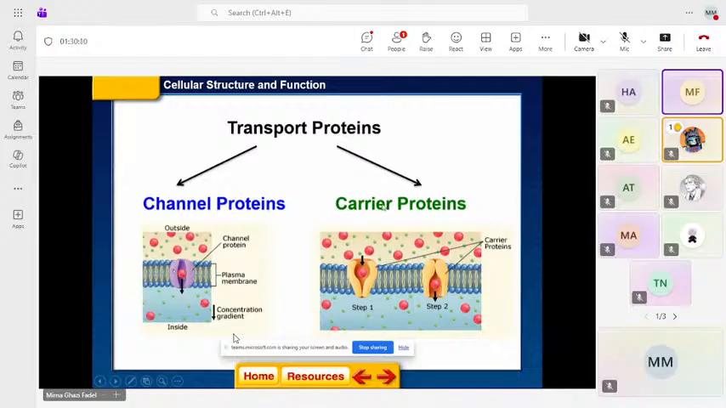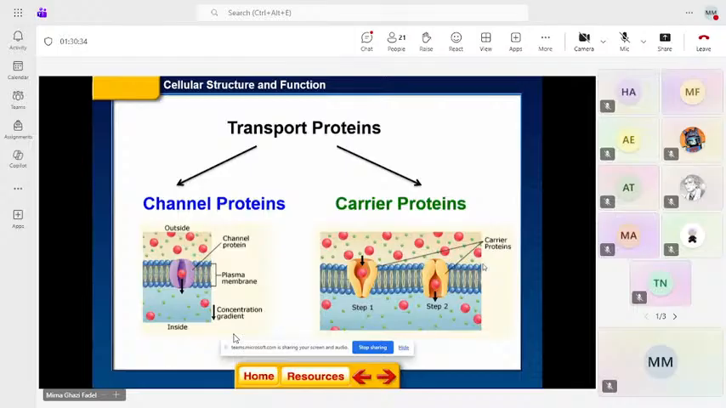But if we look at the carrier protein, look, step 1 and step 2. In step 2, we can see the carrier protein taking the molecule, changing its shape based on the shape of the molecule, and moving it to the other side. Look, step 1 and step 2. Did you understand it?